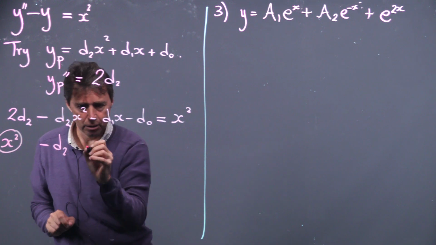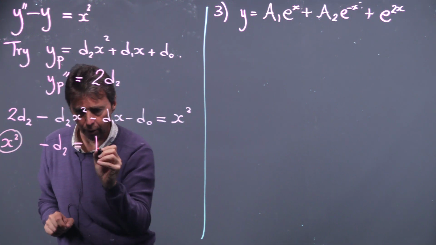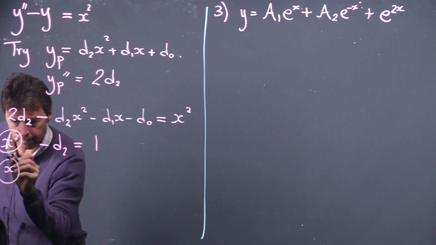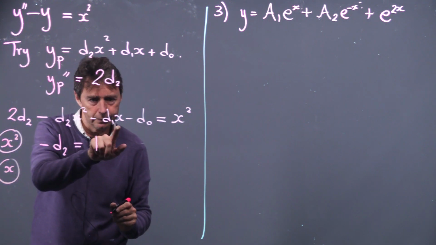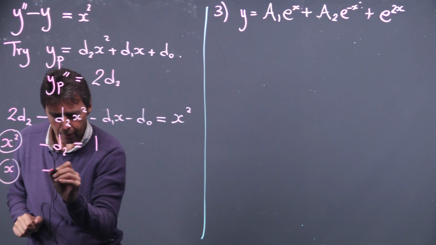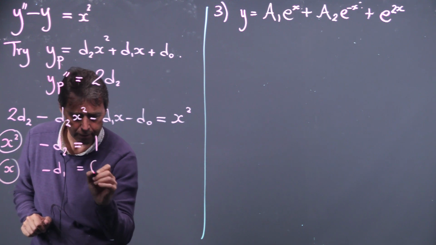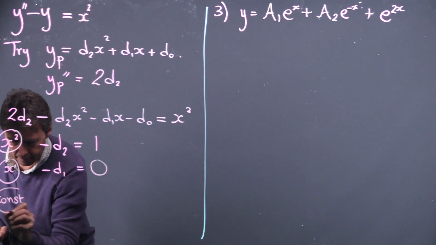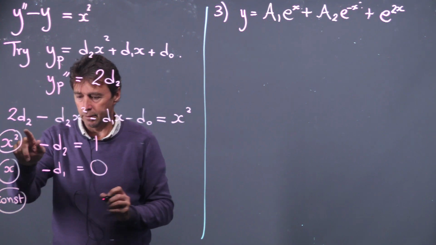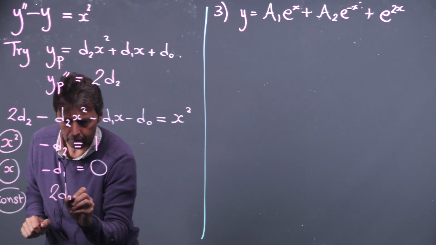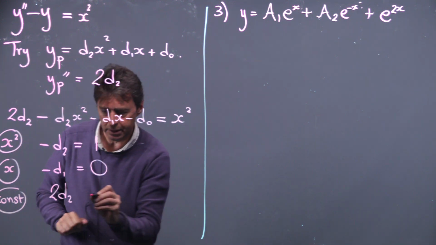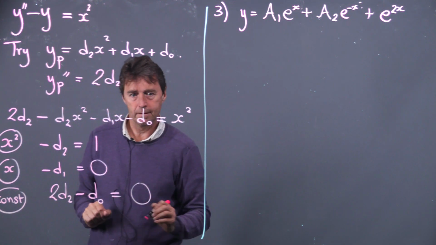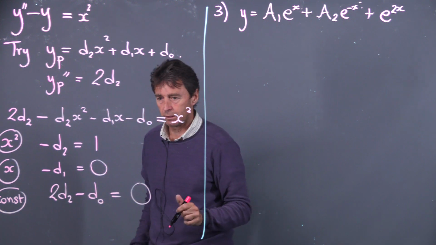So minus d2 I would like to pick to get 1. Let's have a look at the x's. Okay, so in x I just have one term there. Minus d1 is 0. And then the constants, the bits that don't have any x's, I have a 2d2 minus d0 is equal to 0. Right, there are no x's or constants on that side of the equation.